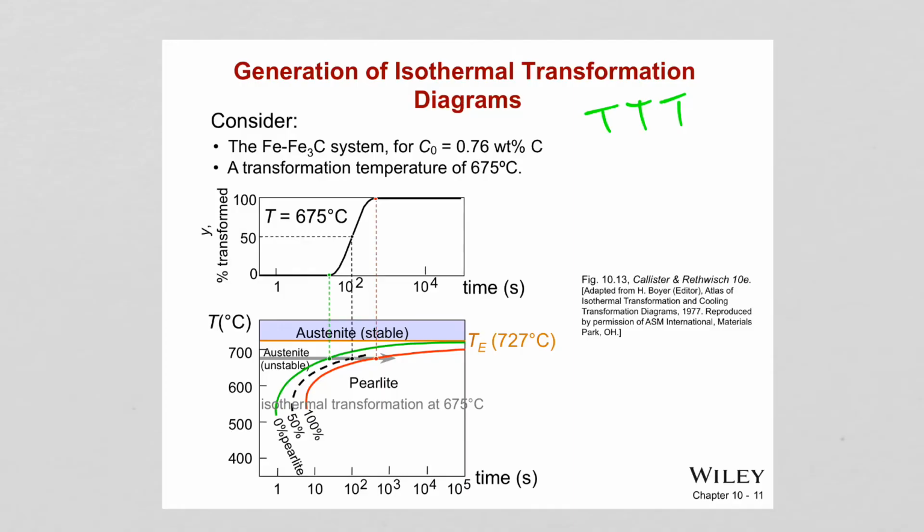So how do they generate these diagrams? For each temperature value, suppose the temperature here is given. Our system is again the iron carbon phase diagram. The composition is 0.76 weight percent carbon, and the transformation will happen at a temperature of 675. For that temperature, we collect as a function of time the percentage of the transformation of austenite to pearlite structure. Okay, so what is the percentage of austenite transforming into pearlite?